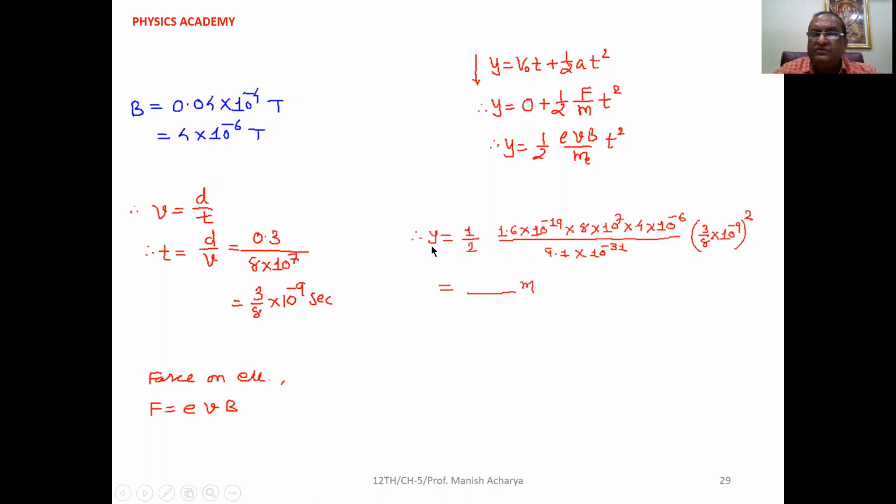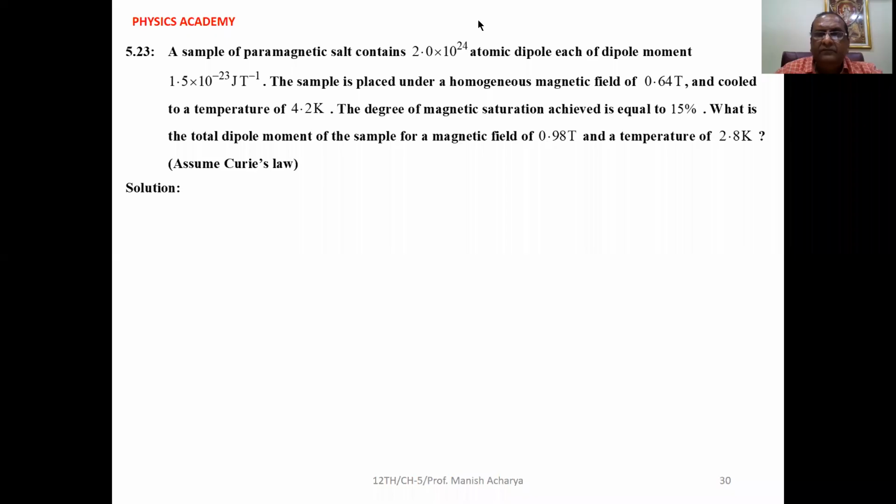Now substitute the values. So y is half into 1.6 into 10 raised to minus 19, v is 8 into 10 raised to 7, B is 4 into 10 raised to minus 6, time is 3 by 8 into 10 raised to minus 8, squared, and then the mass of electron is 9.1 into 10 raised to minus 31. Then solve it, you will get the deflection of the electron beam. Clear to all of you?